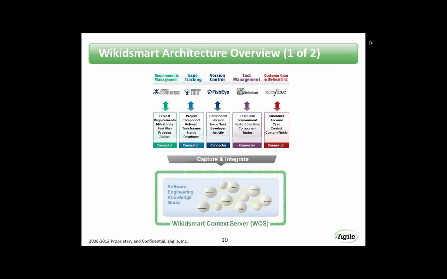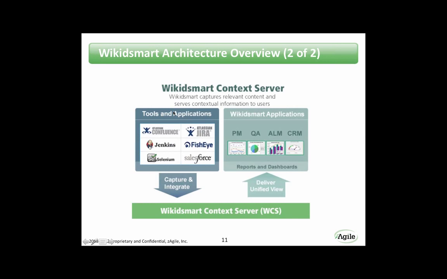So in this case, the connector brings in the data, only this data, you could say the identifying attributes of the system. So it says, hey, this project information, this component information, etc. Let's import that into the Wicket Smart context server and capture it and integrate it together. So now we know how tasks are related to requirements and how those requirements are related to tests. So that's what happens: we have the connectors and we have this Wicket Smart context server, which has the knowledge model. Now, moving on to the next slide.